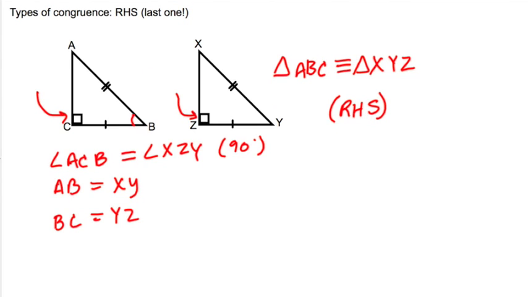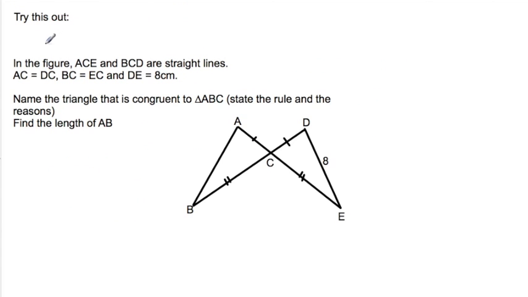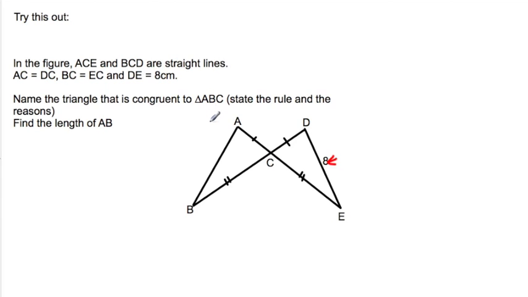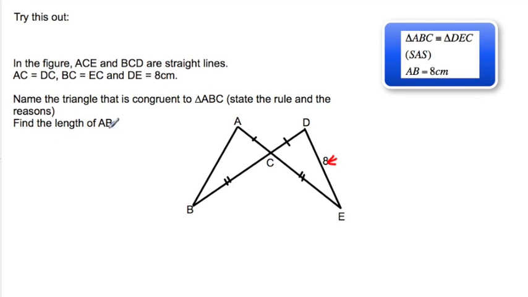Those are the different types of congruence that we will be dealing with. What I want you to do is think about all those different types of congruence, and you're going to try this out. In the figure, ACE and BCD are straight lines. AC equals DC, BC equals EC, and DE is 8 centimeters. Name the triangle that is congruent to triangle ABC. State the rules and the reasons. And then find the length of side AB. Good luck.